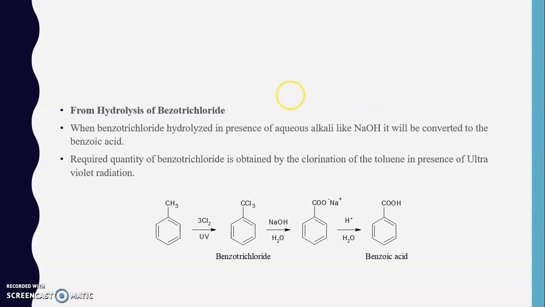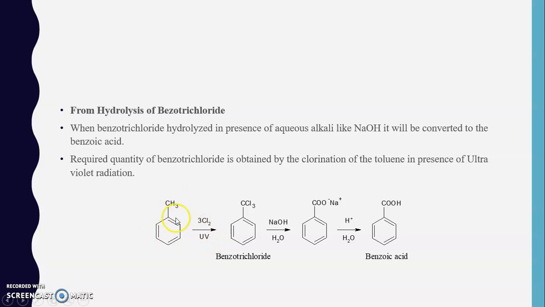Now here you can see the structure of toluene. You can remember that here we are going to use ultraviolet radiation, because normally if we perform the chlorination, the chlorine groups will be substituted at the aromatic ring, that is the benzene ring. But if we perform this chlorination in the presence of ultraviolet radiation, these chlorine groups are substituted at the alkyl group instead of the benzene ring. That's why it's important to perform this chlorination in the presence of ultraviolet radiation.